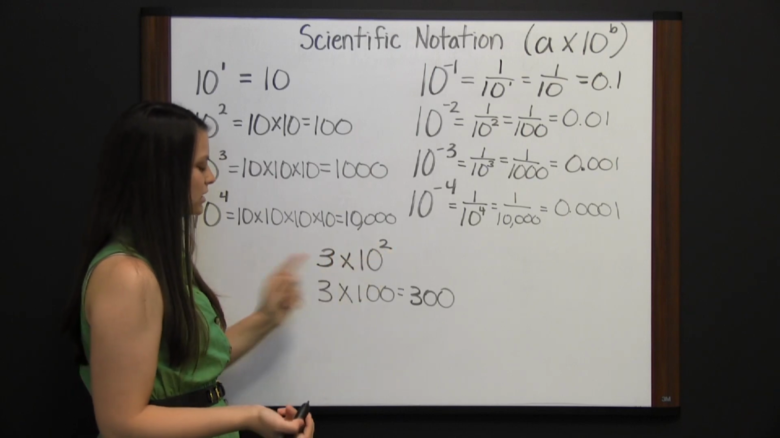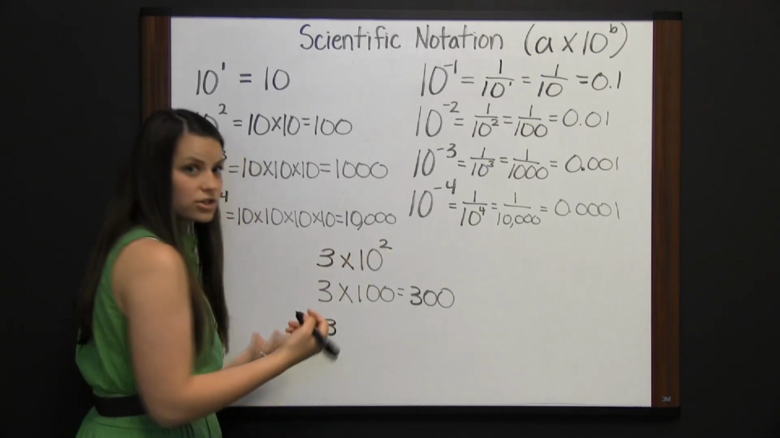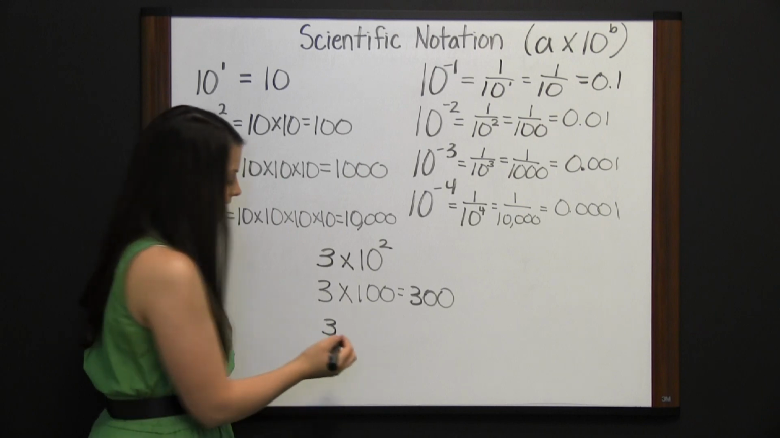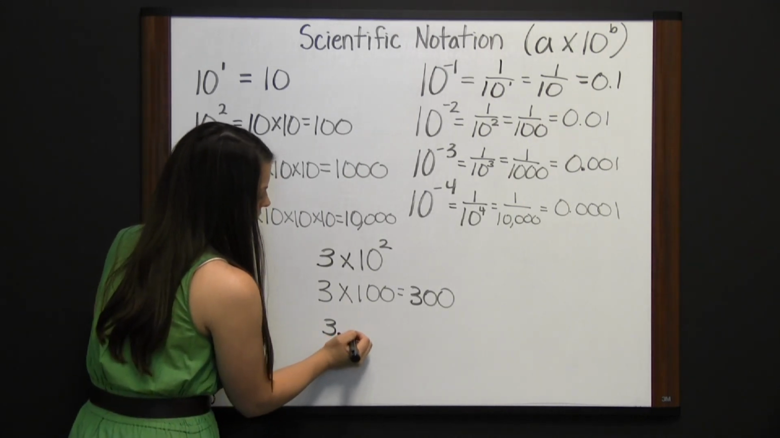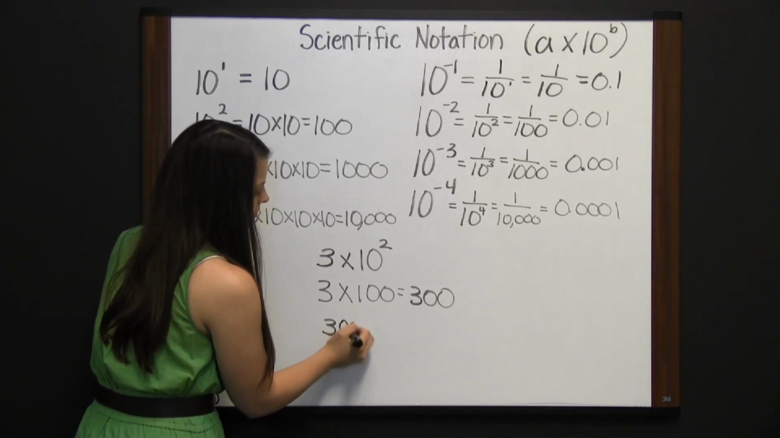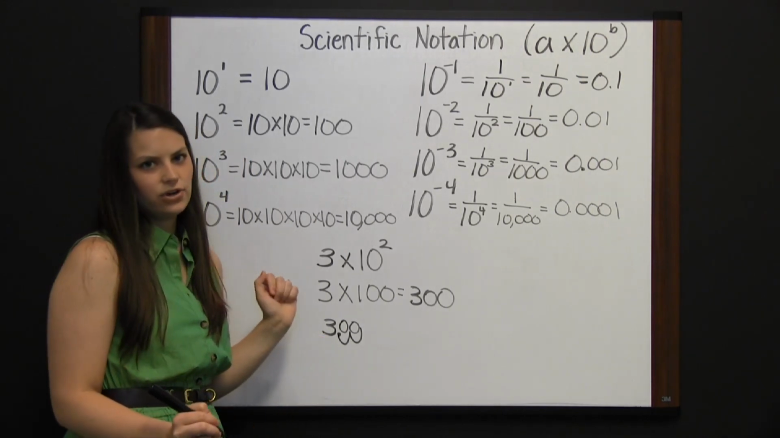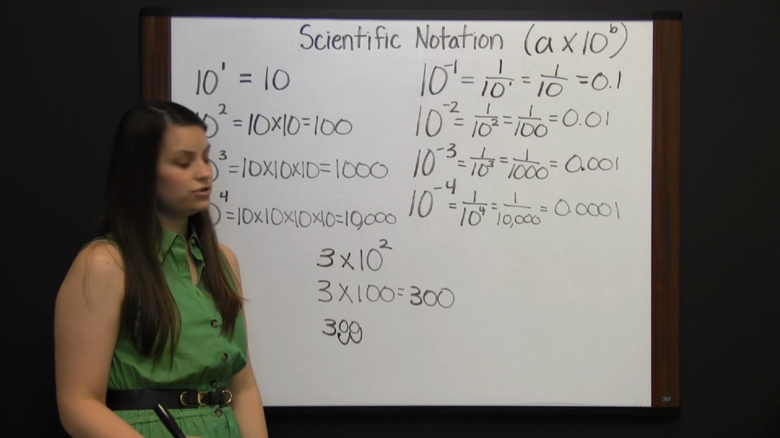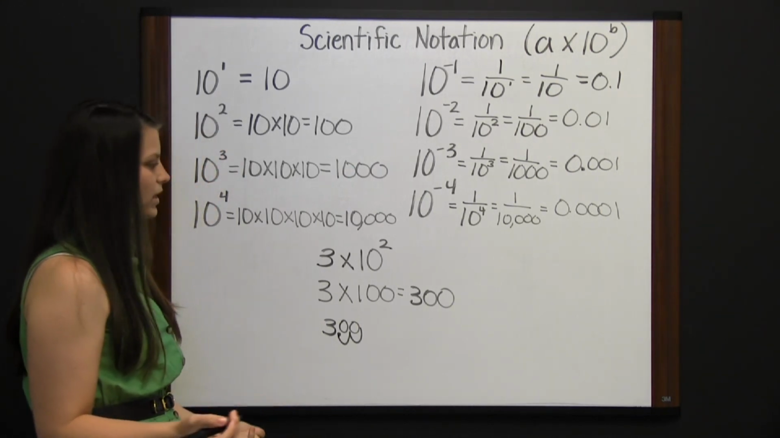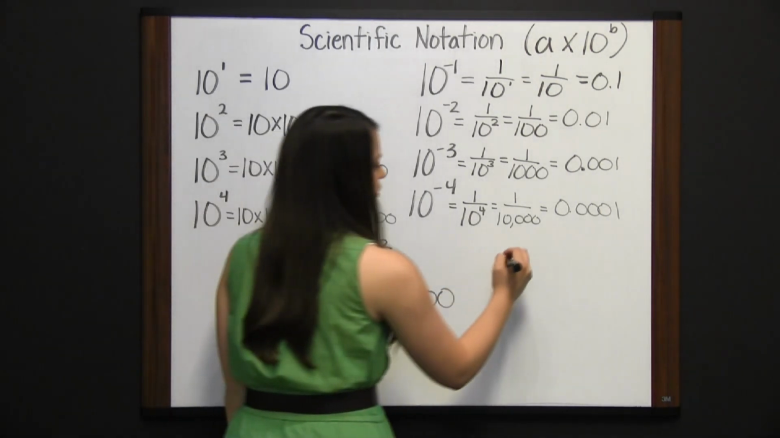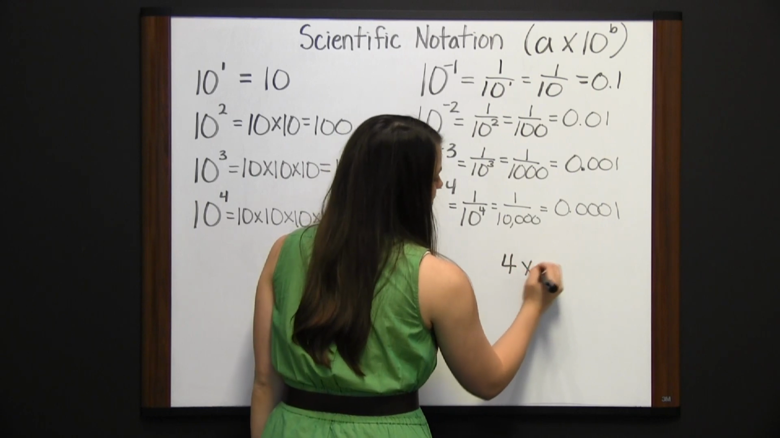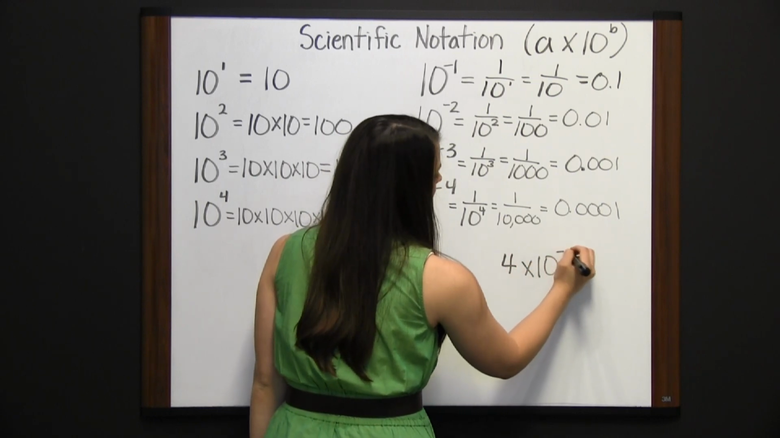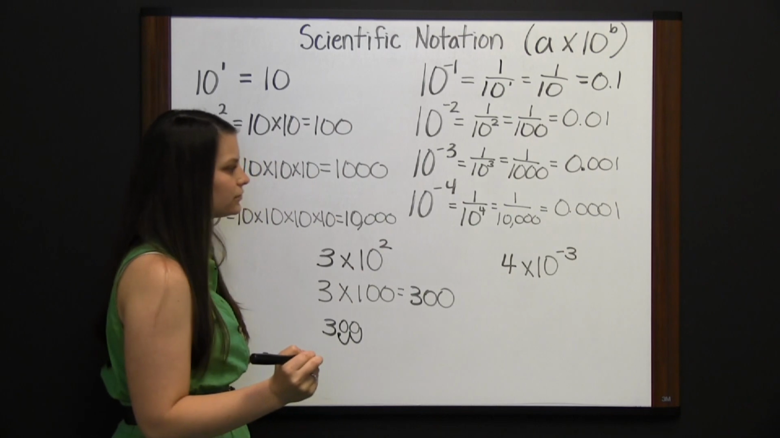So we can take our decimal on 3, which if you can't find one, it's at the end of the number, and move it 2 places to the right to get the answer 300. 3 times 10 to the second power would be 300. Let's look at a number raised to a negative exponent, like 4 times 10 to the negative third power.